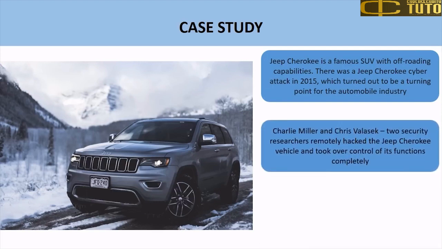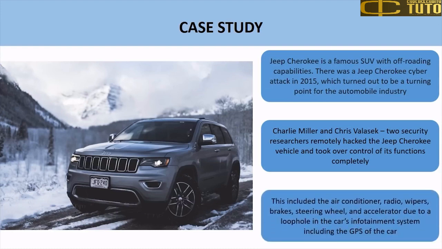Charlie Miller and Chris Velasek, two security researchers, remotely hacked the Jeep Cherokee vehicle and took over control of its functions, including the air conditioner, radio, wipers, brakes, steering wheel, and accelerator due to a loophole in the car's infotainment system. This was the first time a remote cyber attack was done on a vehicle. Jeep Cherokee was selected because of its simple architecture. After this attack, Fiat Chrysler recalled more than 1 million hackable vehicles for security patch updates.